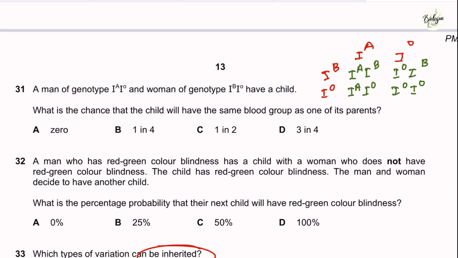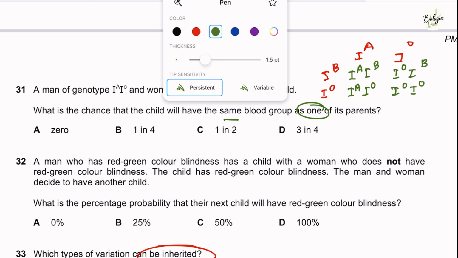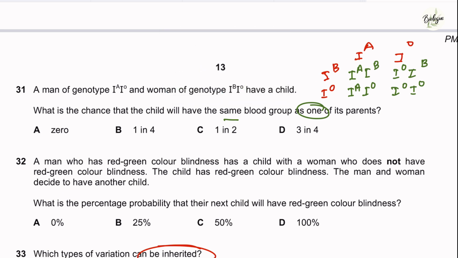So what is the chance that the child will have the same blood group as one of its parents? Either we need to get IAIO or IBIO. So IAIO is this, IBIO is this. So it's like a 50%. So 2 out of 4 is what the chance is. So it's actually 1 out of 2, so 50%. So the answer should be C.